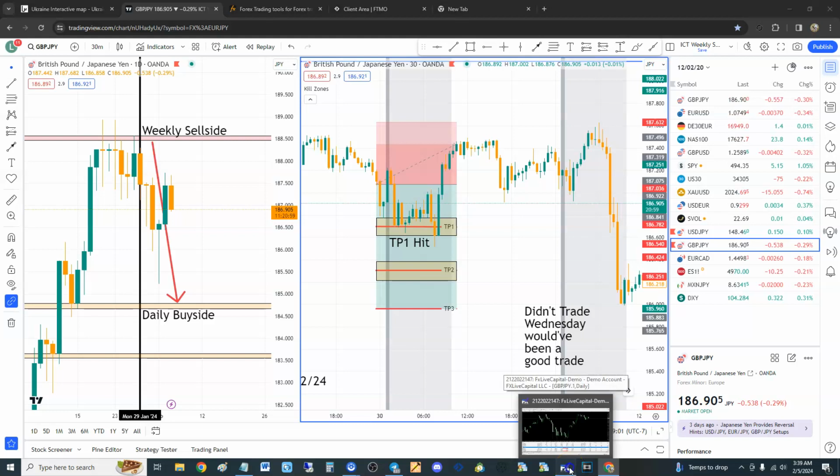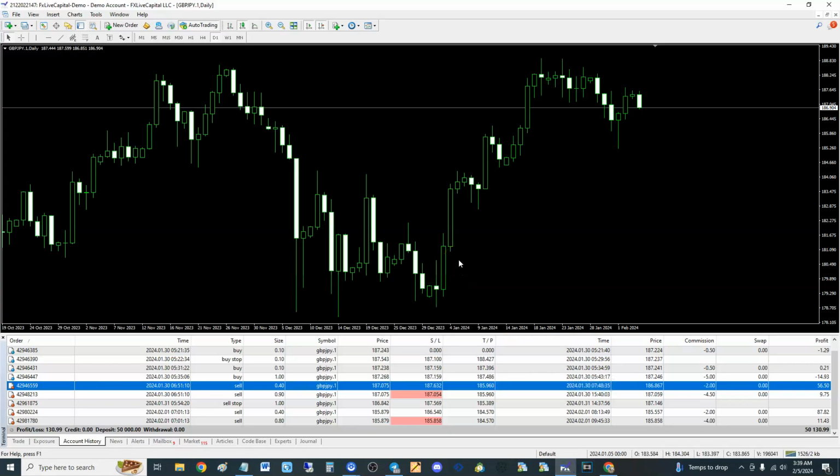If we look at our MetaTrader, now I'm using a demo account right now. After 3 months of studying ICT concepts, I'm doing demo account trading for February, and then in March I'm going to be trading a 100K FTMO account that I bought.